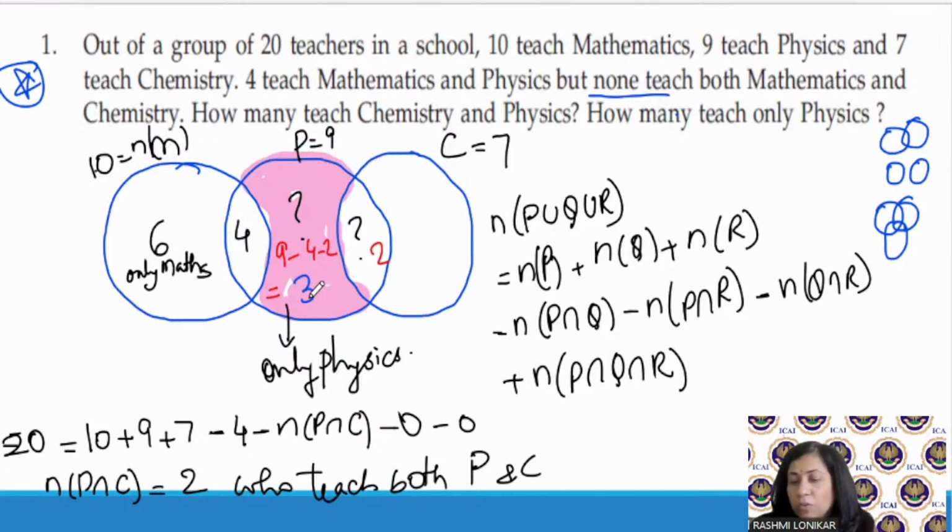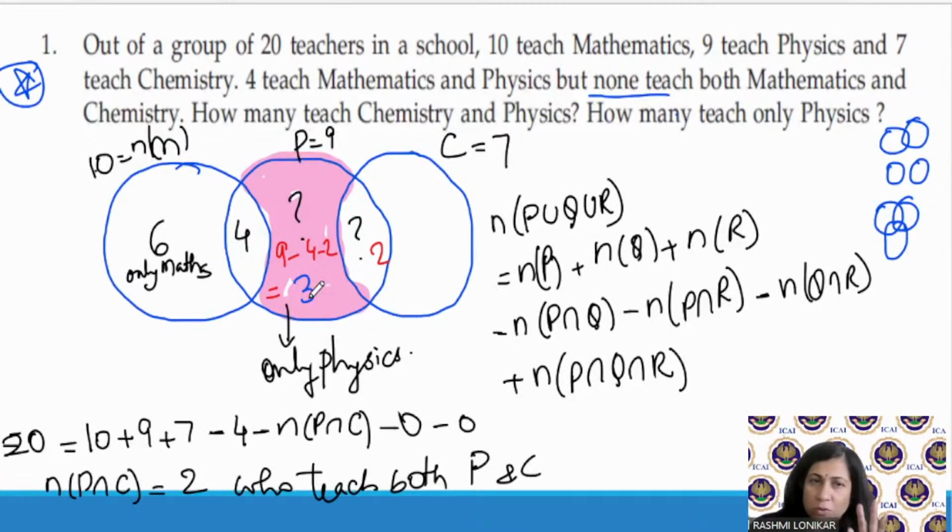See, Dhruv, if an intersection is empty, then that set is a phi set, right? That is okay. But here, P intersection C is not phi. But here, this is the format.